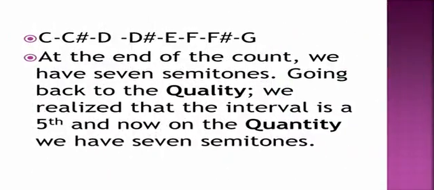So, C to C sharp to D. Okay, we've done this before. We know that it is having 7 semitones. At the end of the count, we are going to have 7 semitones. Yes, we've done that. Going back to quality, we realize that the interval is a fifth, and the quantity reveals that it is 7 semitones. So a fifth that has 7 semitones, what is it?